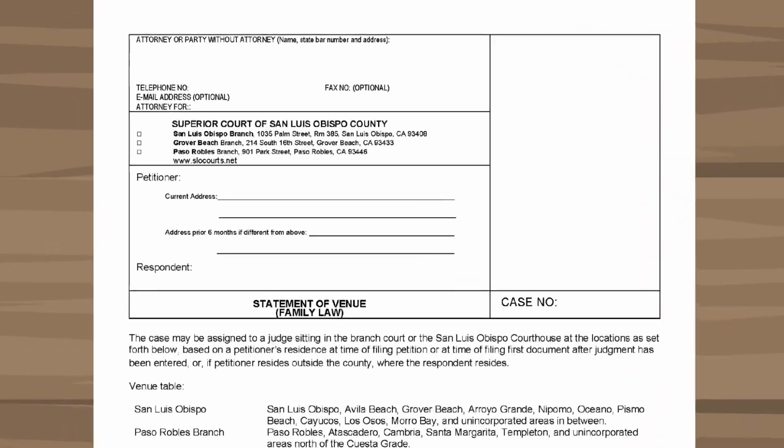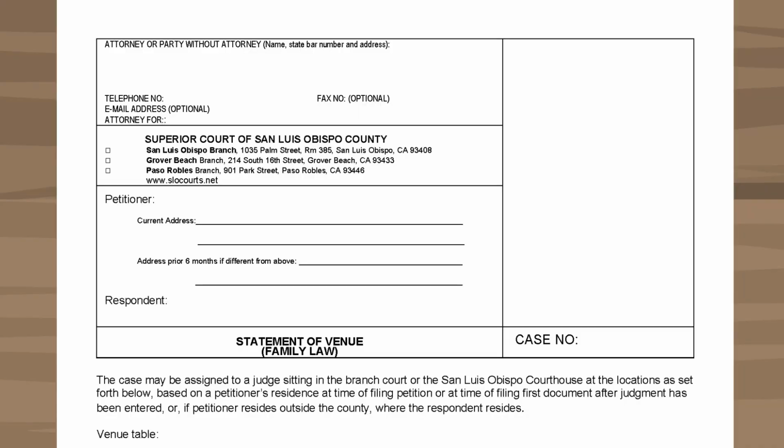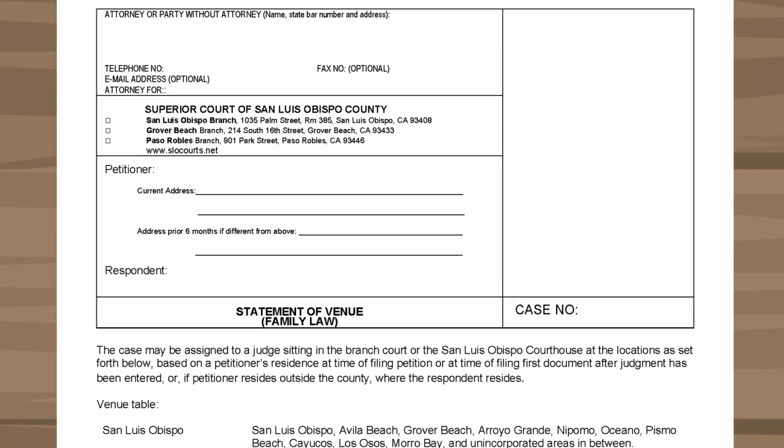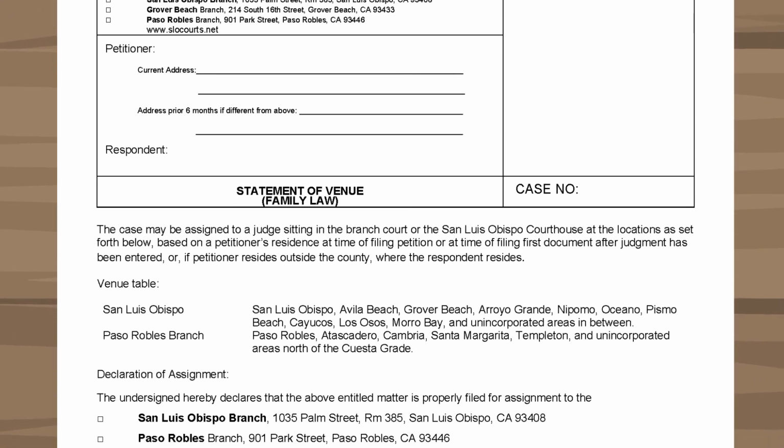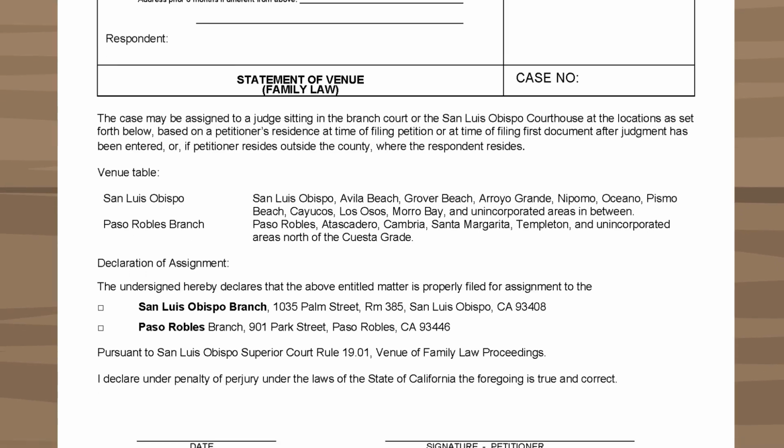The petitioner will also need to complete local form FL013 Statement of Venue to determine which court location the case will be assigned to based on the petitioner's home address. Generally, if the petitioner lives south of the grade, the case will be assigned to the San Luis Obispo courthouse. If the petitioner lives north of the grade, the case will be assigned to the Paso Robles branch.